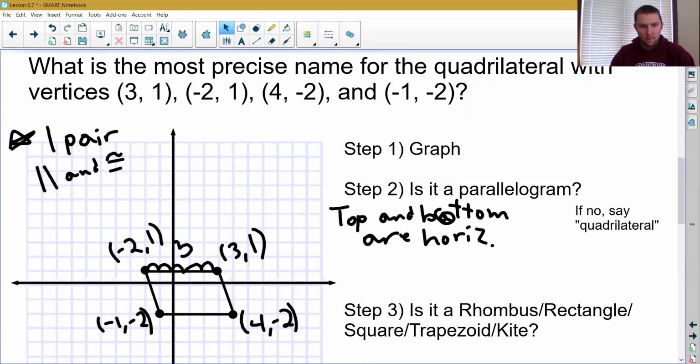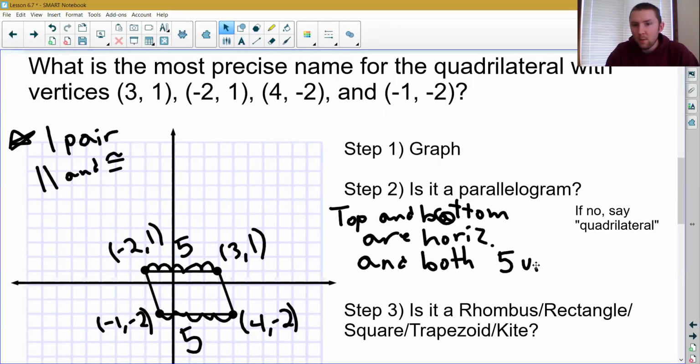Okay, so that's 5. And then if I do the same thing on the bottom, I go from here and I count 1, 2, 3, 4, 5. That one's also 5. And I have proven that they're congruent because they have the same length. So the other part of my answer is just going to say top and bottom are horizontal and both 5 units. Okay, top and bottom are horizontal and they're both 5 units. So have I proven that it is a parallelogram? Yes.